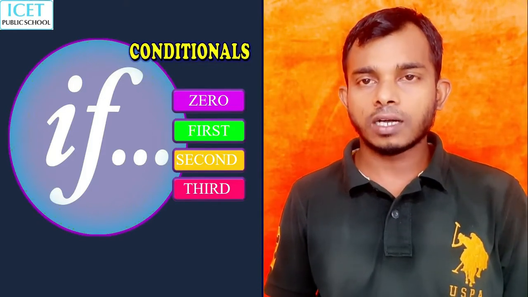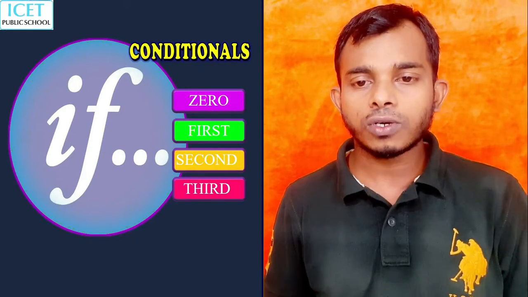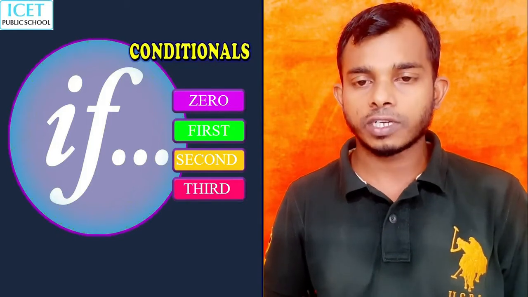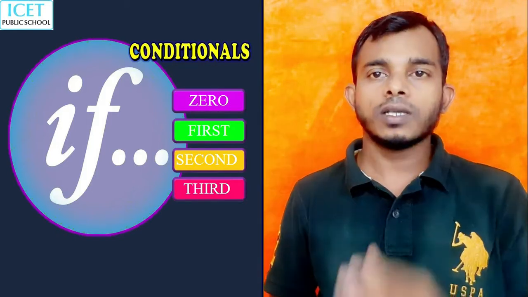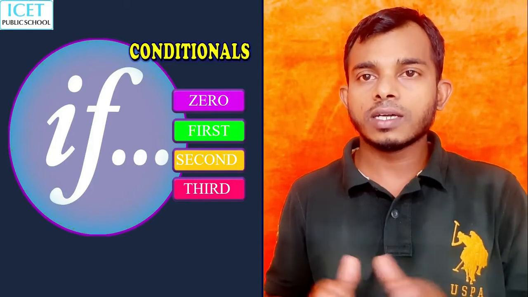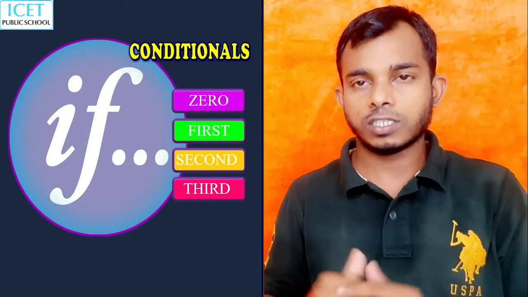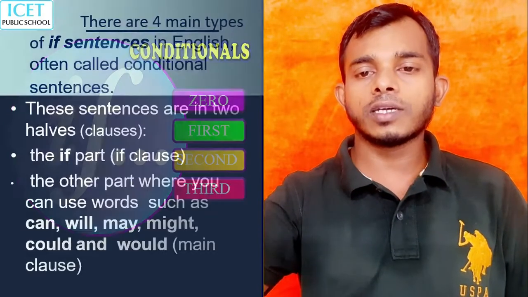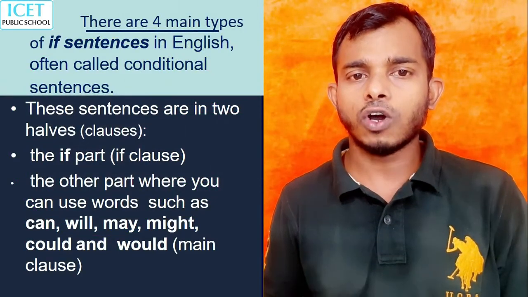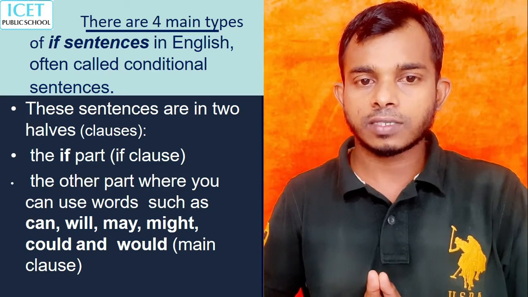There are four types of conditional sentences in English. One is, you can see, zero conditional, first conditional, second conditional, and third conditional. Like that, there are four classifications in conditional sentences. With examples, I will make it clear. There are four main types of if sentences in English, often called conditional sentences.